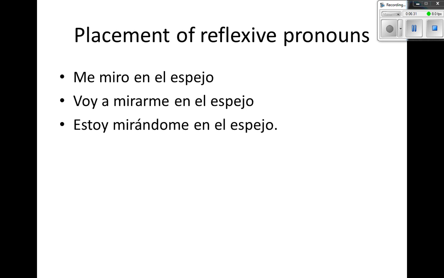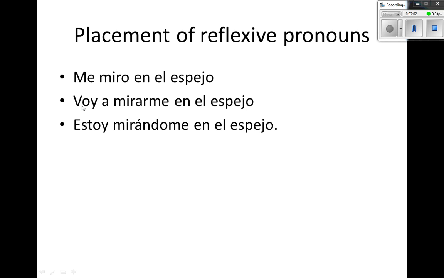So let's take a look at looking at myself. Look at the first sentence. Me miro en el espejo. It's one verb in a sentence. We're going to conjugate the verb. We use the pronoun me because it's myself. We conjugated the verb miro in the yo form. Notice that we put the pronoun me before the conjugated verb. Check that out right there. There's our conjugated verb. And here is the pronoun.